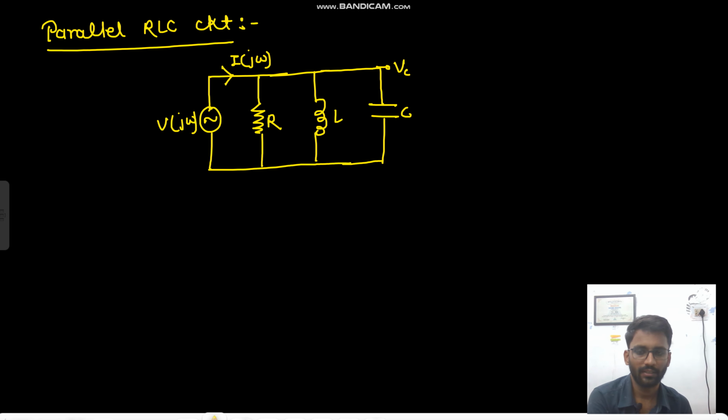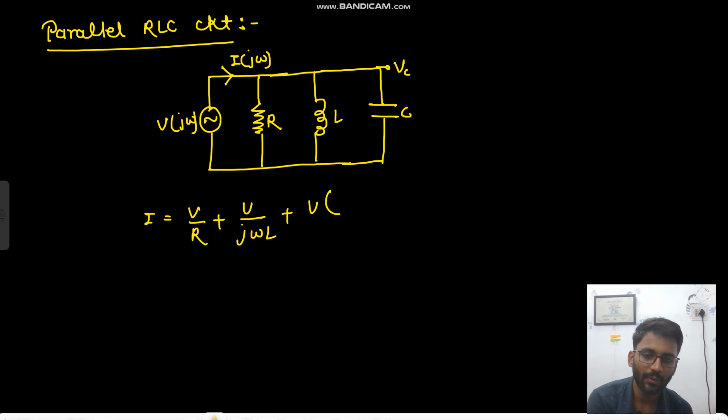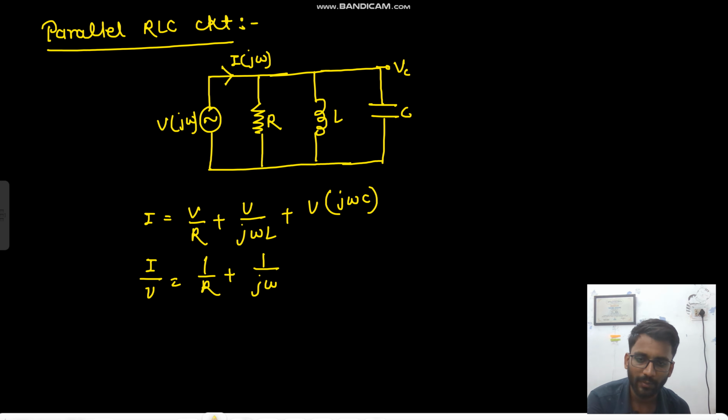So here you can write I equals V by R plus V by j omega L plus V into j omega C, right? Nodal analysis we are applying. Basic KCL equation. So your I by V will be equal to 1 by R plus 1 by j omega L plus j omega C.